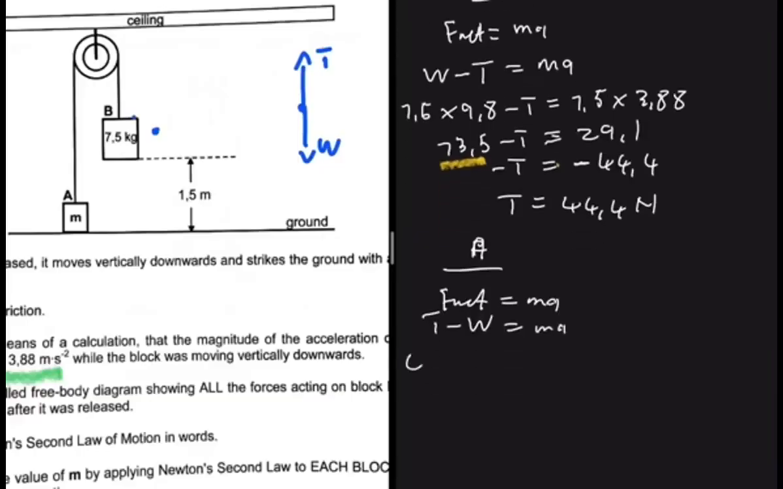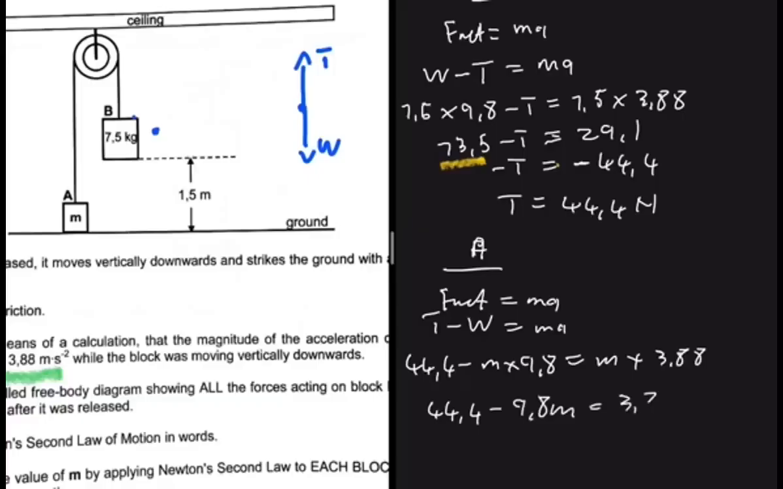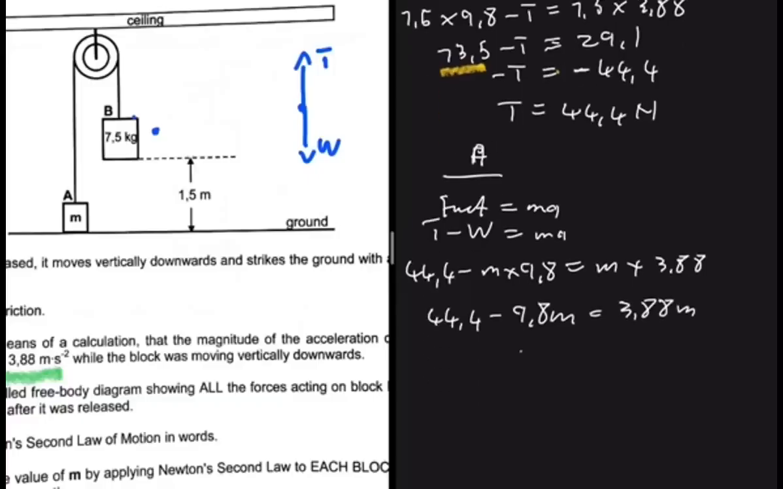Right, so the tension, we know that it is 44.4, minus the weight. The weight should be m multiplied by 9.8, is equal to the mass multiplied by the acceleration, which is 3.88. Right, so we're going to have 44.4 minus 9.8m is equal to 3.88m. It's easy to see that we're going to have 44.4 is equal to, so we take this term to the right hand side, so that is 3.88 plus 9.8, which is equal to 13.68m.